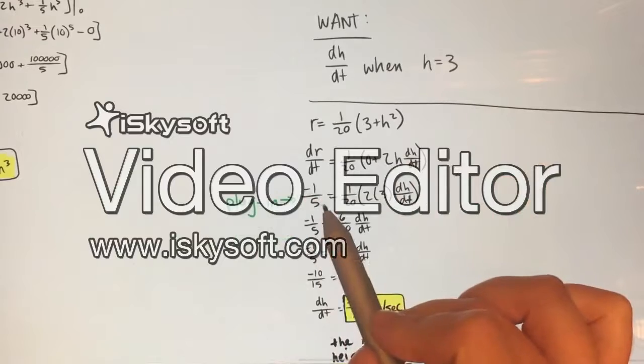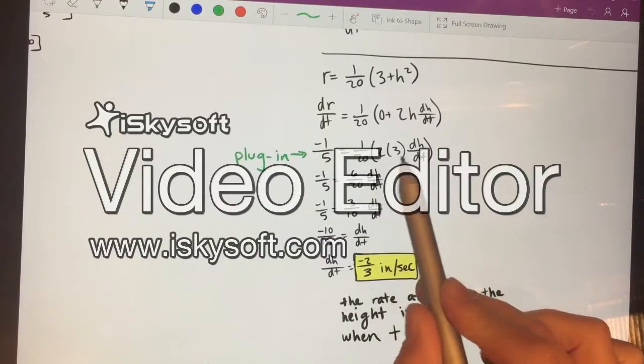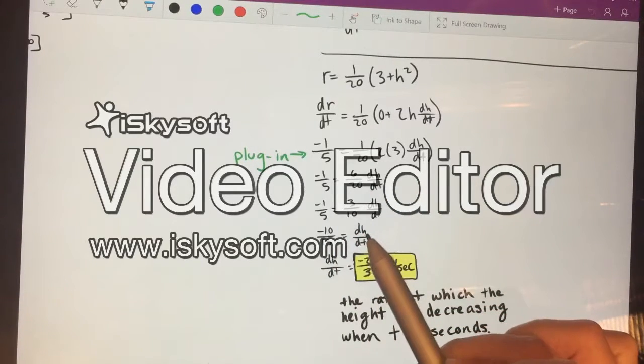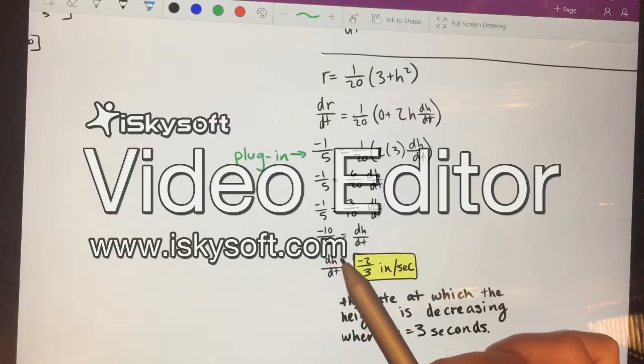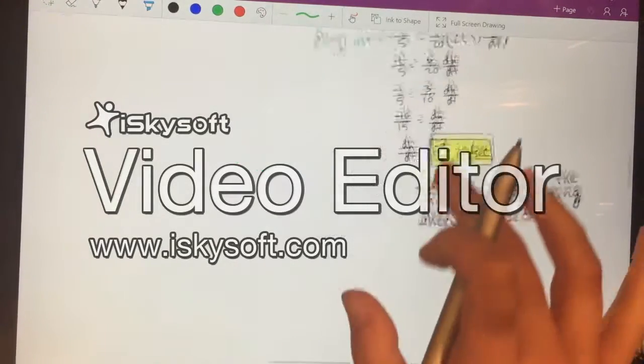So now we can plug in what we know. We get -1/5 for dr/dt equals 1/2 times 3 dh/dt. And then all this simplifies down. We get dh/dt alone, and it equals -2/3 inches per second. And this is the rate at which the height is changing, and it's negative, when t equals 3 seconds.